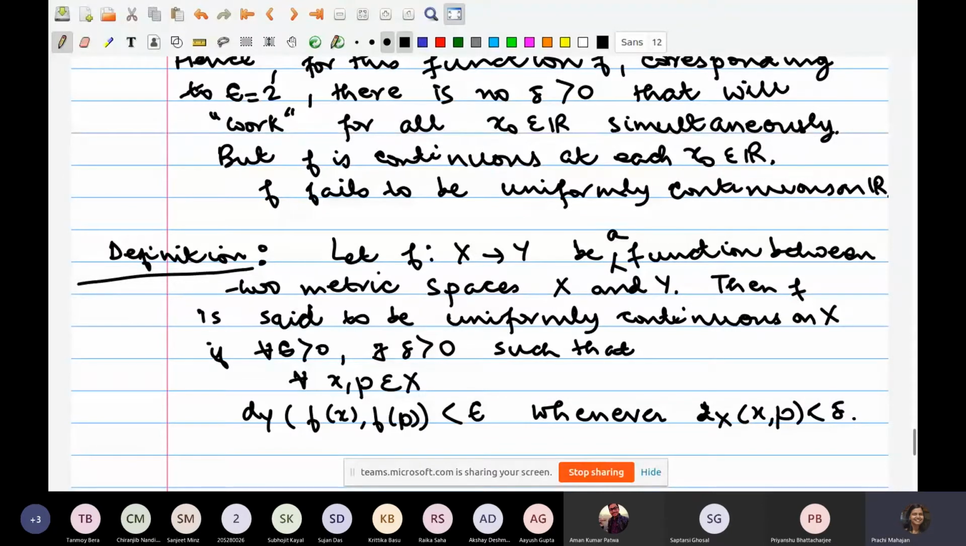Okay, so is this okay? Does this example illustrate the concept of uniform continuity well? Do you follow what I'm trying to say?